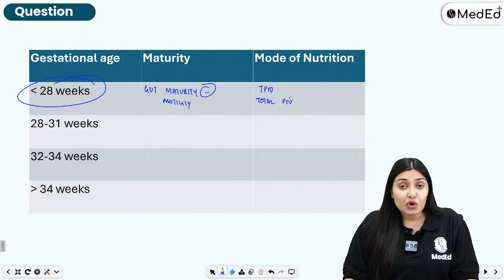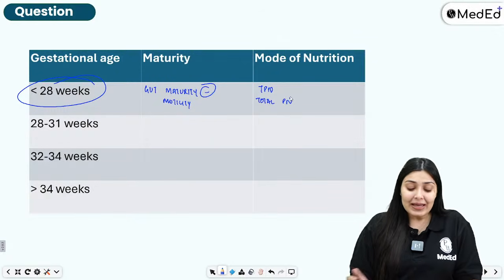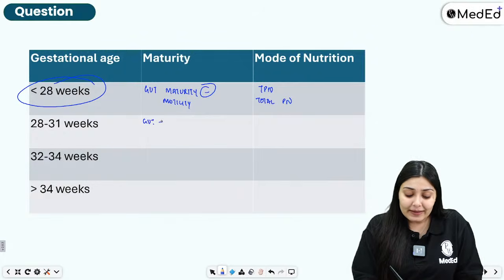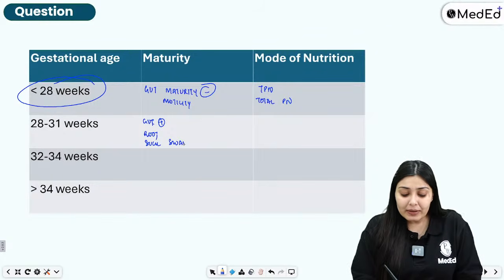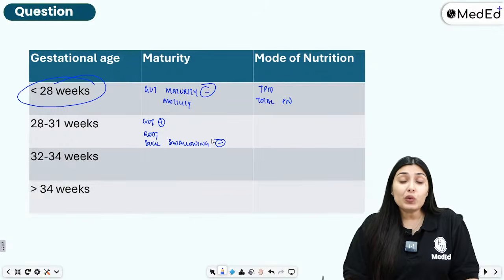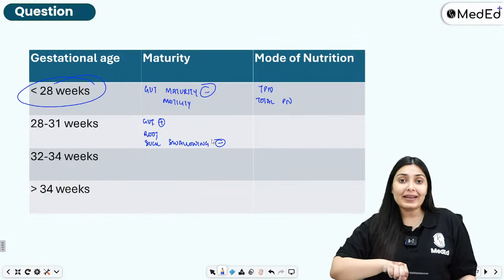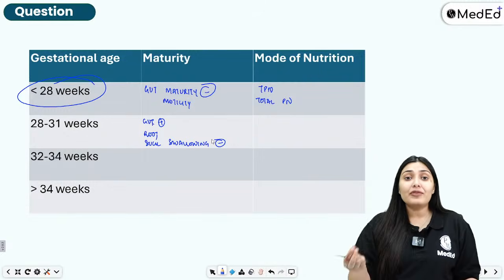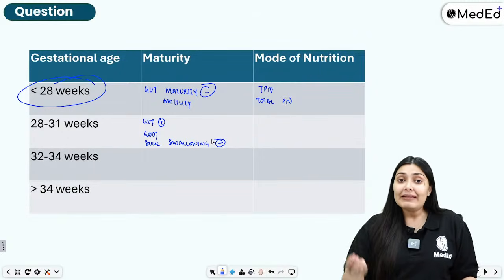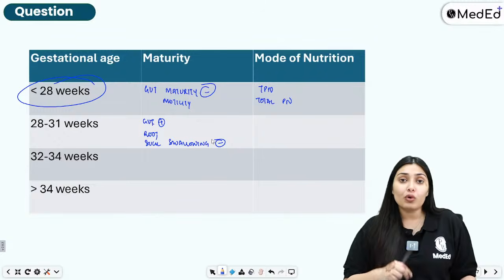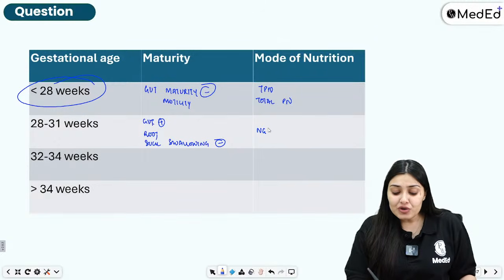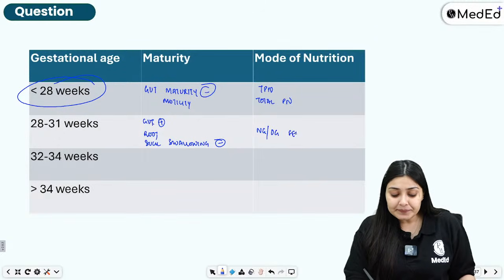As the child matures, at 28 to 31 weeks, now the gut maturity is there. But the rooting, sucking, swallowing reflexes are not developed. So what will you do here? Gut is mature. I can directly place a tube into the gut and give feeds through that. So here we will do tube feeding, either nasogastric tube feeding or orogastric tube feeding. So NG or OG feeding.